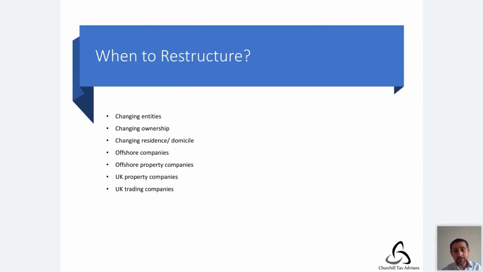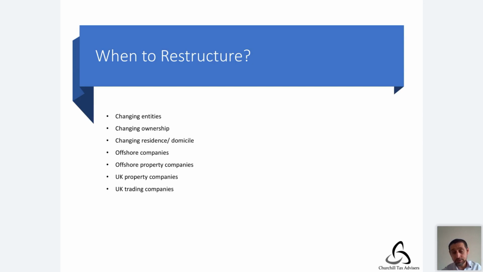So when to restructure? That's quite important. For example, if we've got an entity that's no longer needed, or an entity that's causing problems, and we need to remove that entity, put in another entity, or bring a holding entity in between the owners and the trading entity. So that's when we will need to restructure. Ownership, for example, as I said, if you bring in a holding company within a trading company and a property company, or owners and the trading company, or owners and the property company, or you need to remove the holding company and add another entity, that's when you need to restructure.